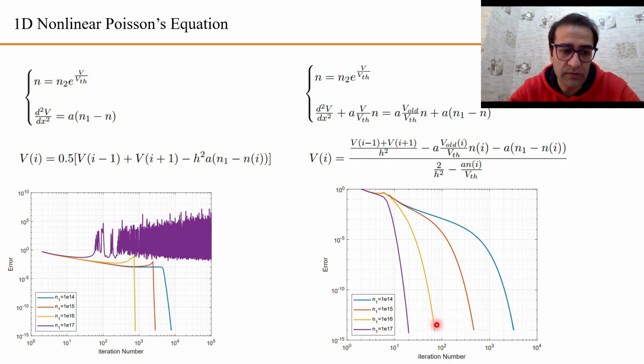If you compare this orange line with this, you see that here we need about 1000 iterations to have such a convergence, but here the required number to get the convergence is even less than 100. Now in this video we are going to check whether we can further improve the convergence of the problem or not.